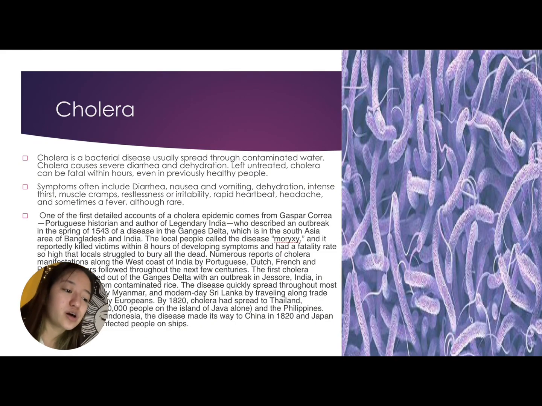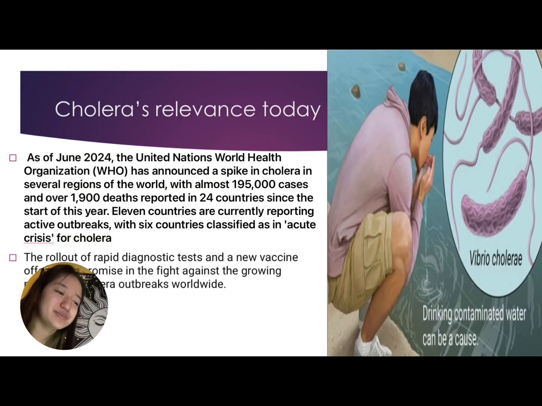In 1820, cholera had spread to Thailand and Indonesia, killing thousands of people on the island of Java alone, and the Philippines. From Thailand and Indonesia, the disease made its way to China in 1820 and Japan in 1822 by way of affected people on ships. Cholera's prevalence today.